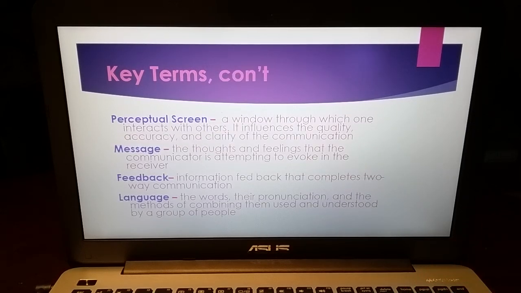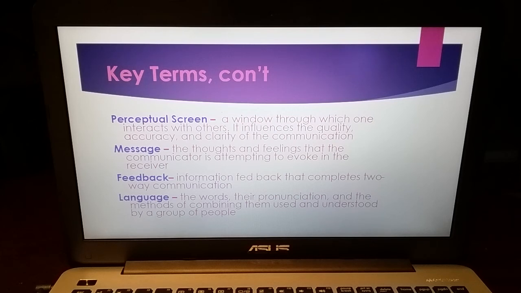Okay, some more terms. A perceptual screen. Remember we talked about perceptions before, and we talked about first impression error, stereotyping, first impression error, projection, and there is a fifth one that is escaping me right now. I'm testing my own memory. We talked about perception in the beginning of this semester. So the screen is the window through which we see people. Imagine a scrim in front of you, and things are sort of filtered out, and it impacts the clarity of the communication.